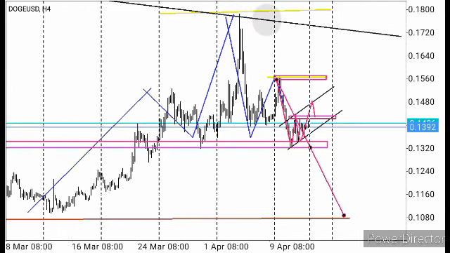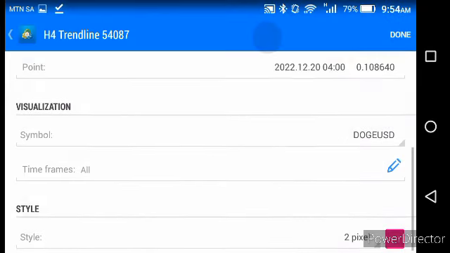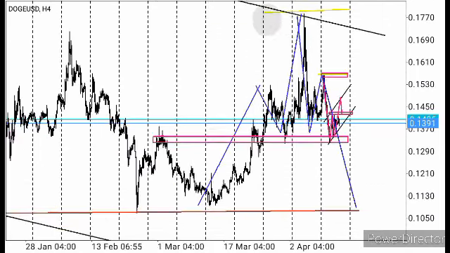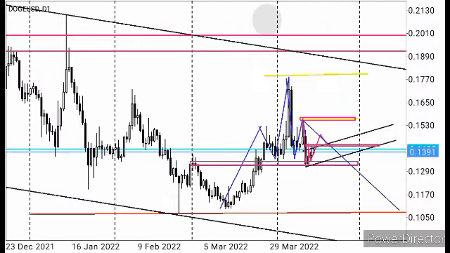I'm just gonna mark this blue as well, and that would be it as far as our analysis goes. It would look something like this.